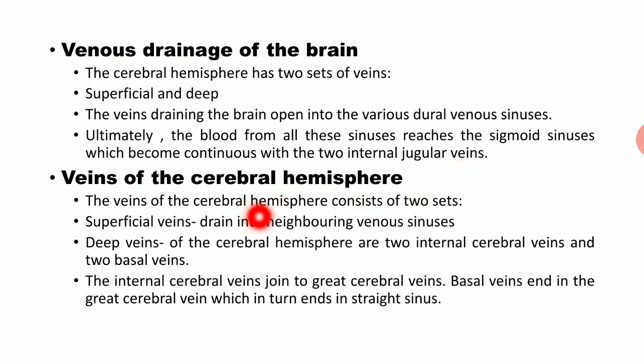Now veins of the cerebral hemisphere. The veins of the cerebral hemisphere consist of two sets. Superficial veins drain into neighboring venous sinuses, and the deep veins of the cerebral hemisphere are two internal cerebral veins and two basal veins. The internal cerebral veins join to form the great cerebral vein, and the basal veins end in the great cerebral vein, which in turn ends in the straight sinus.